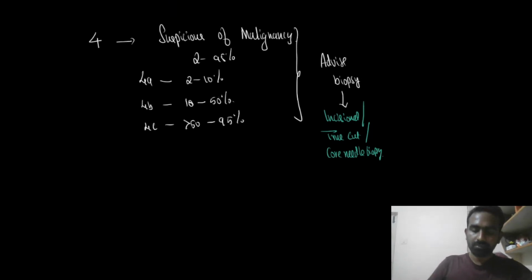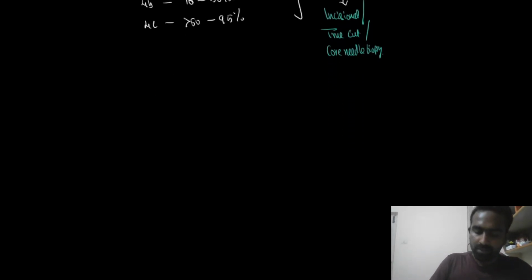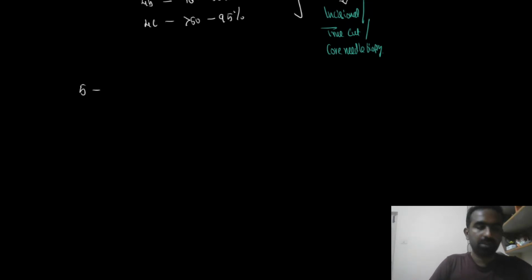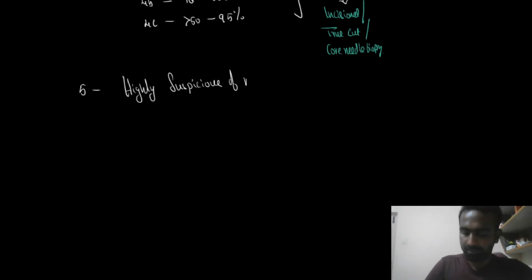Okay. Now grade 5. What is grade 5? It is highly suspicious of malignancy, which is more than 95% risk, probability of being malignancy. For this, we do biopsy.